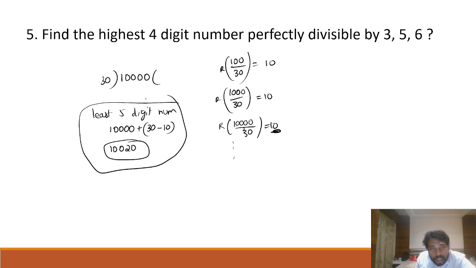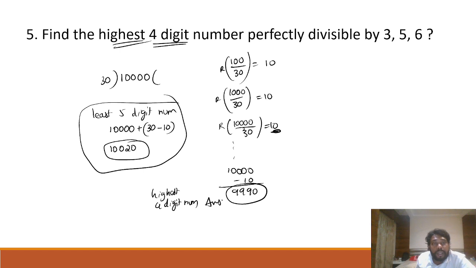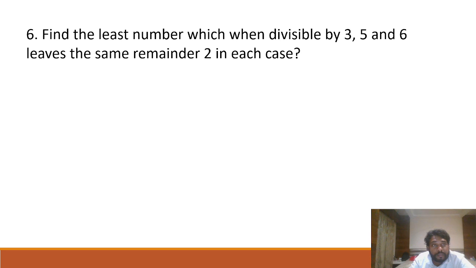This is the answer, but in this question, he asked for the highest four digit number. So out of 10,000, 10 is the extra value I'm having. So simply what you need to do is 10,000 minus 10, you are going to get 9,990. This will be your answer, which is the highest four digit number. Okay, fine guys, let's move on to next.